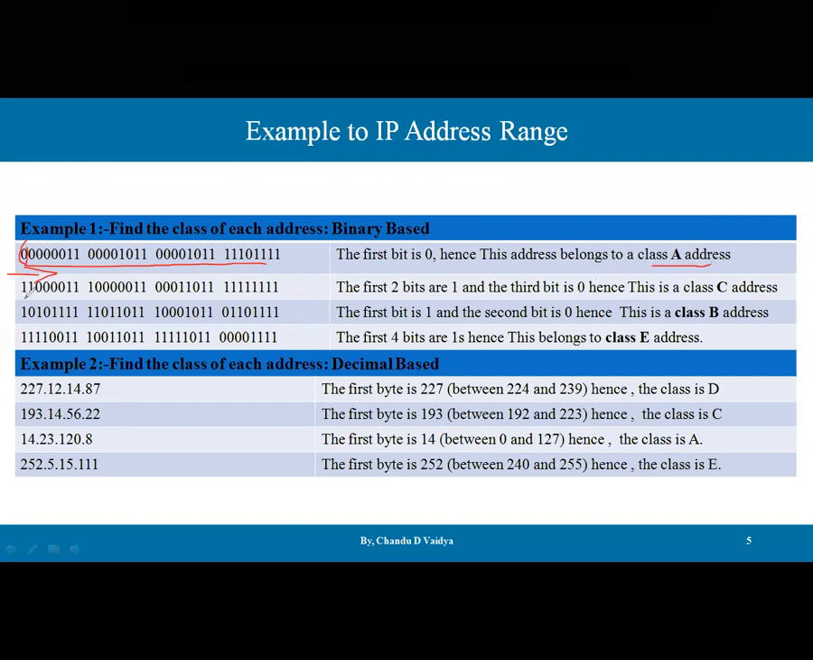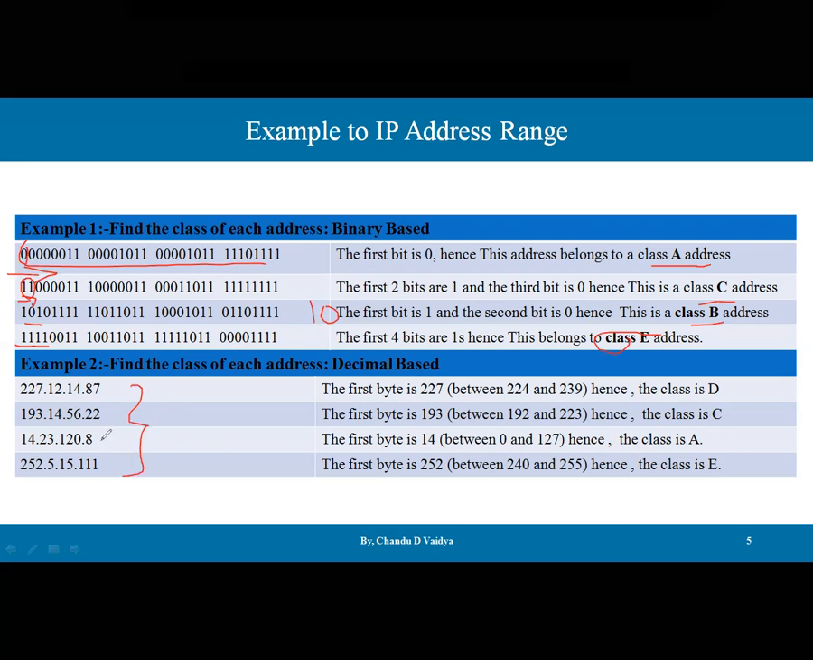Now we have to check the second one. There are two consecutive leading ones, so we can say this belongs to class C. Then we have 101, so it belongs to class B, because only 10 is there and this address belongs to class B. Then we check the fourth one, and all 4 leading bits are 1, so it belongs to class E. So this is the binary notation. Let's check the decimal notation.